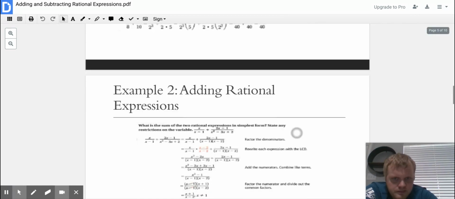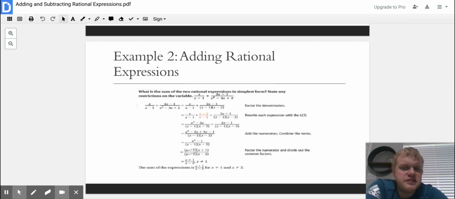Okay. Now, when adding rational expressions, if we are trying to add x over x minus 1, plus 2x minus 1 over x squared minus 3x plus 2, the first step is you have to factor the denominators. So when I factor x squared minus 3x plus 2, you should see that it factors down to x minus 1 and x minus 2. So if I look at both denominators, what do they share in common? They both share that x minus 1.